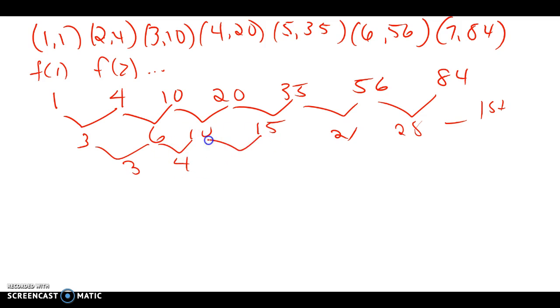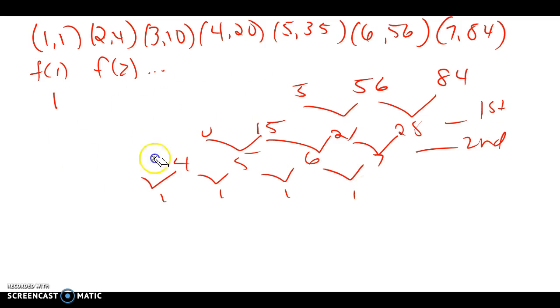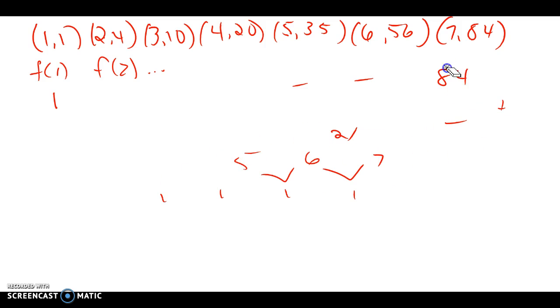Second level: 3, 4, 5, 6, 7. Second level differences are not the same. Third level: 1, 1, 1, 1. All right, third level differences are the same. If the third level differences are the same, my standard equation has to be in the form of a cubic, doesn't it? Let's get rid of that.